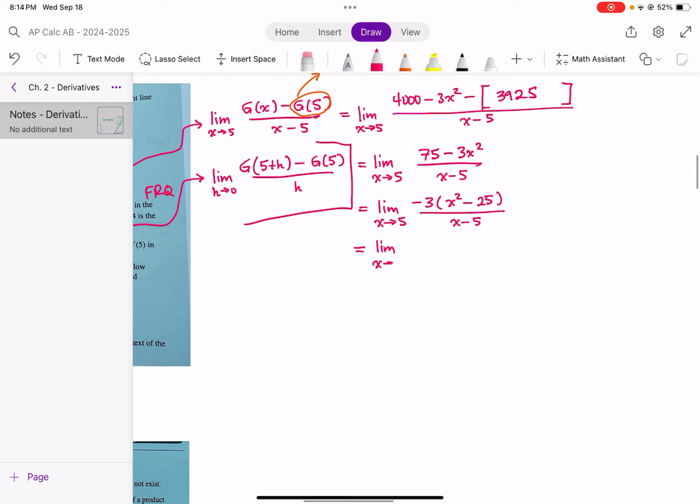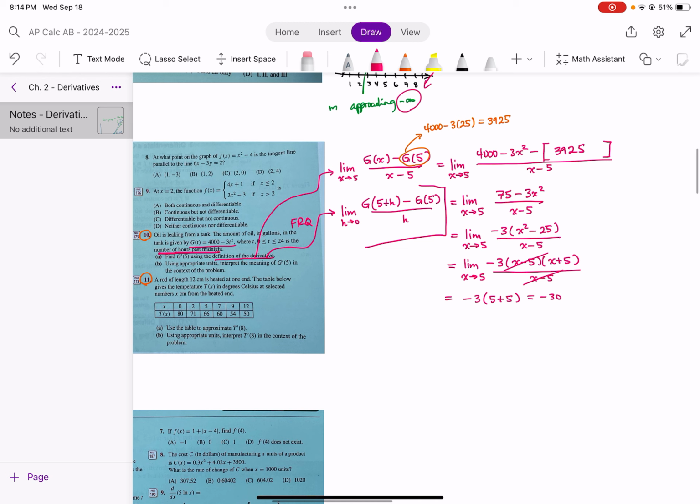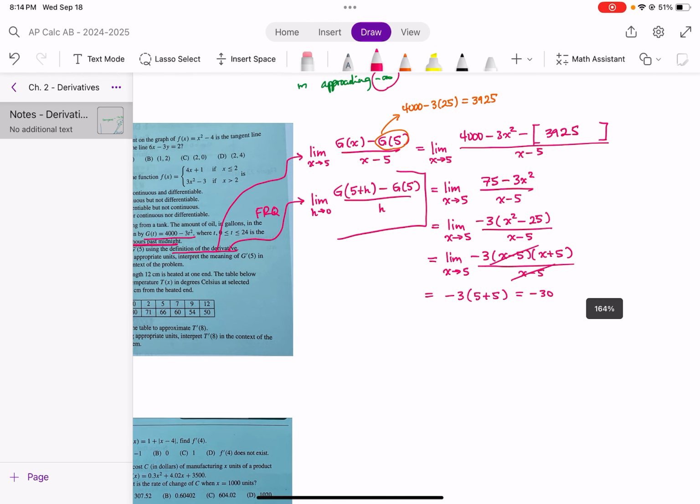So let's keep going. Let's keep factoring. Don't forget about that negative 3. I bet you they're hoping you forget about it. All right, so we factored the difference of 2 squares there. It's all over x minus 5. This cancels with this in the limit, right? We're left with, let's plug in the 5 now. We get 5 plus 5 in the parentheses. It's negative 3 times 10. That's negative 30. Cool. So this is g prime of 5.